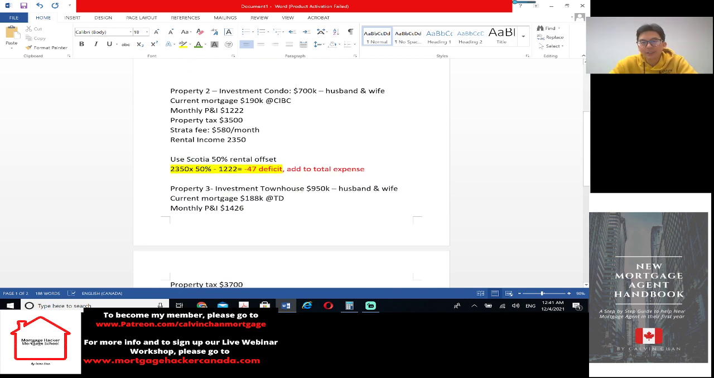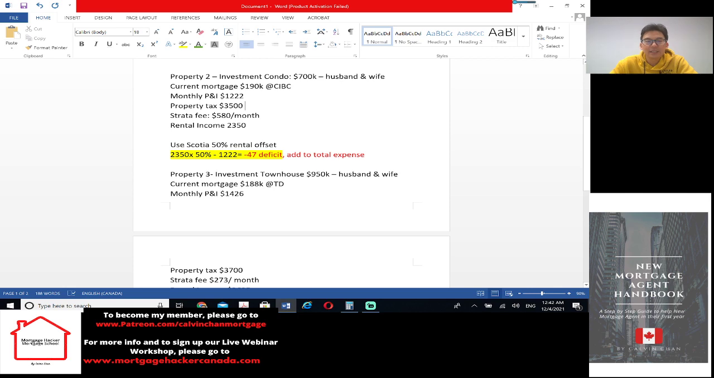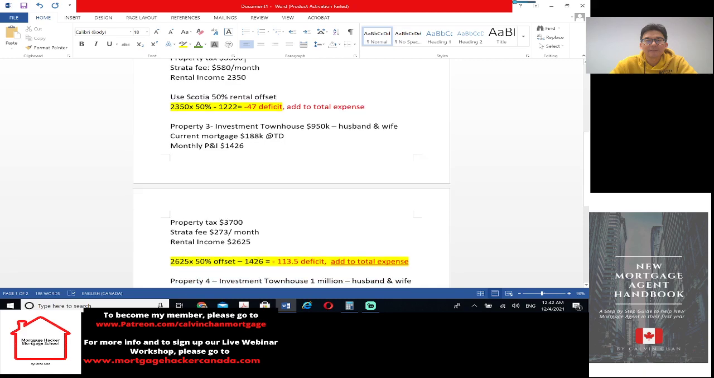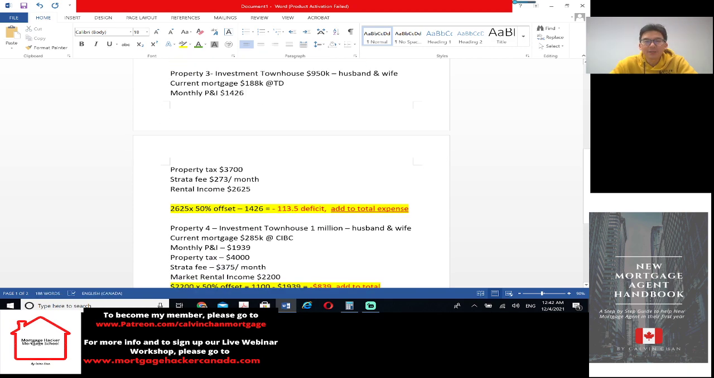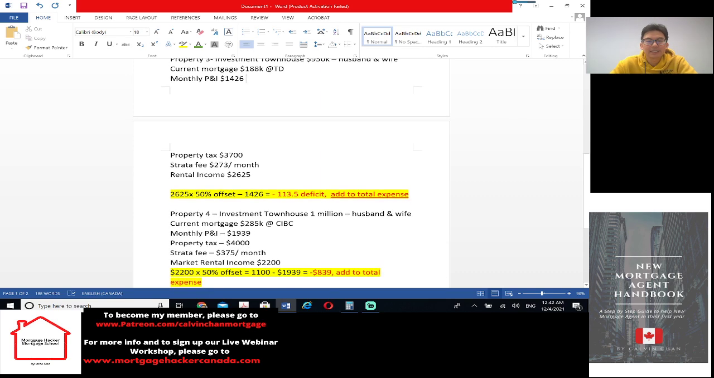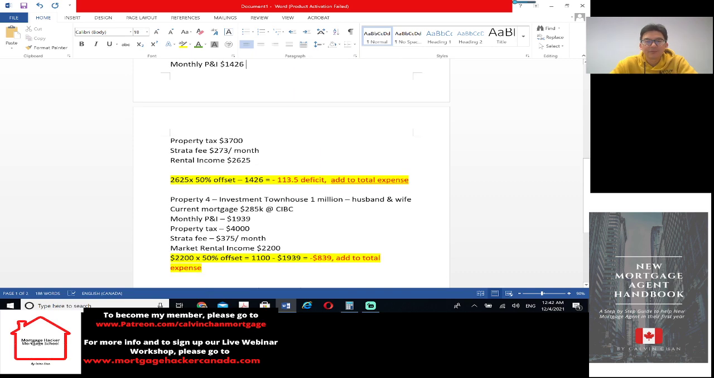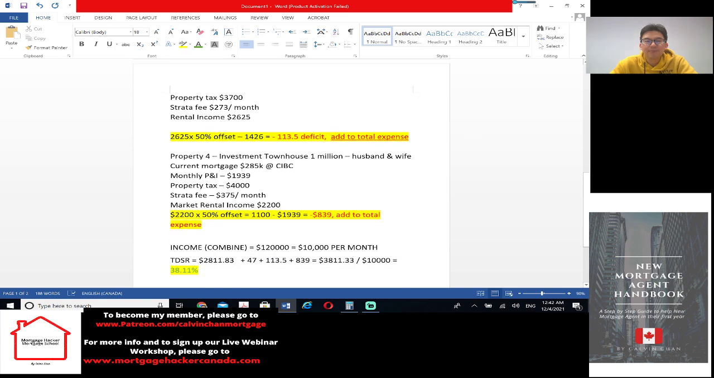They have an investment condo property. This is the mortgage amount, $190, the monthly payment is $1,222, the property tax is that, the condo fee is this, the rental income is this. And then they have another investment townhouse of this. They have this much mortgage, a monthly payment, property tax, condo fee, and this is their rental income.